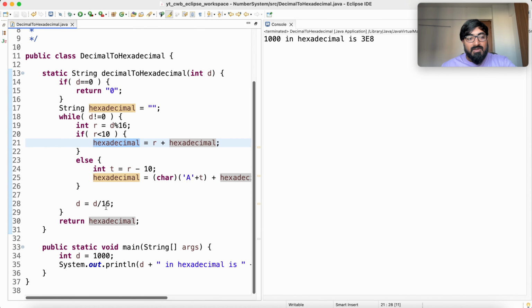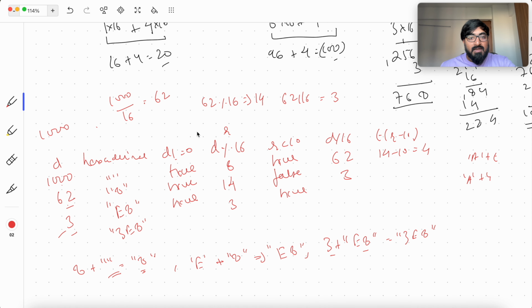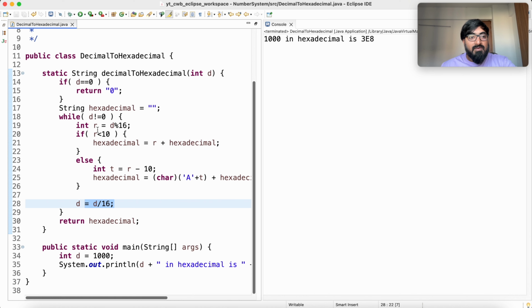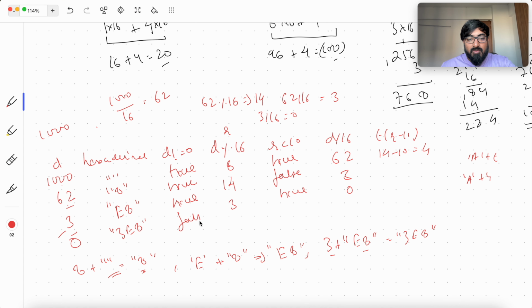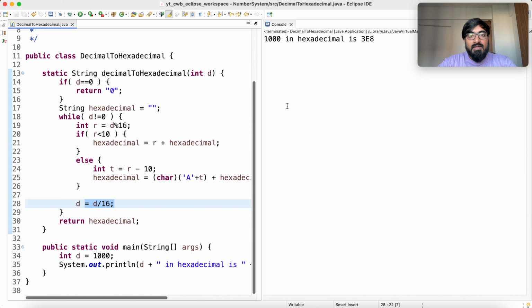Then we do d equal to d divided by 16: 3 divided by 16, integer division, will give us 0, and that goes back into d. You say d not equal to 0 is now false. You come out of the while loop and return hexadecimal, which is this value right now. So you get 3E8.